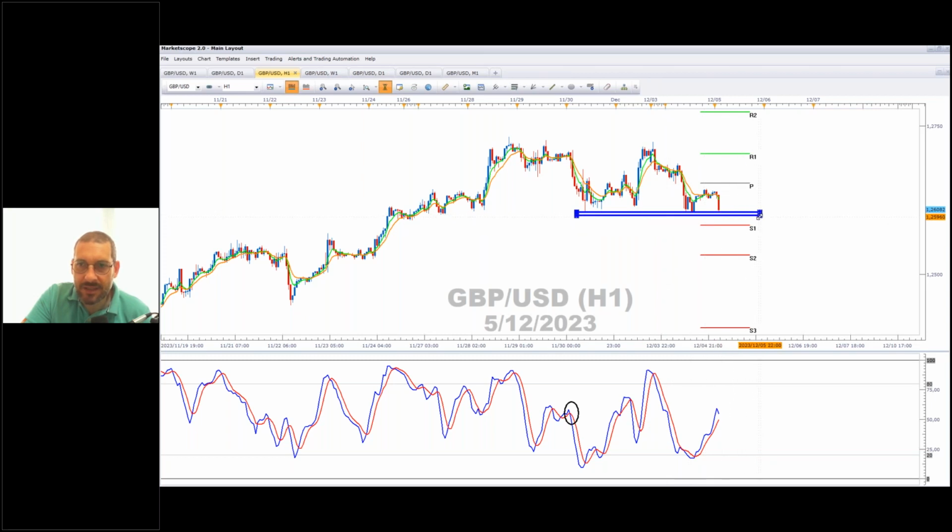Okay, and I'm going to extend it through to the S1. So we want to see if the S1 level holds some sort of support. James saying, what's the reason for the euro drop?